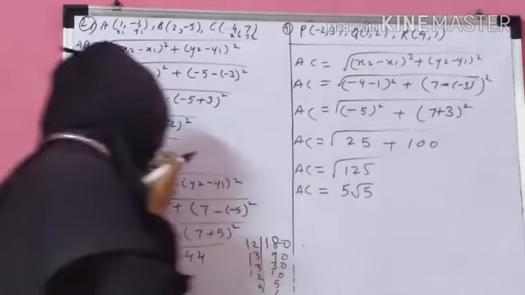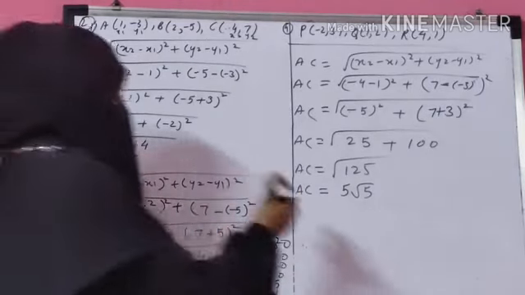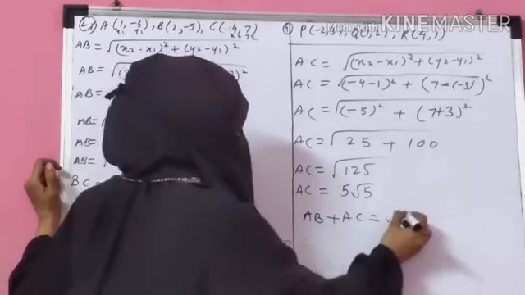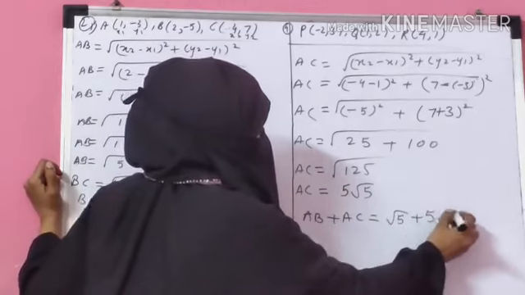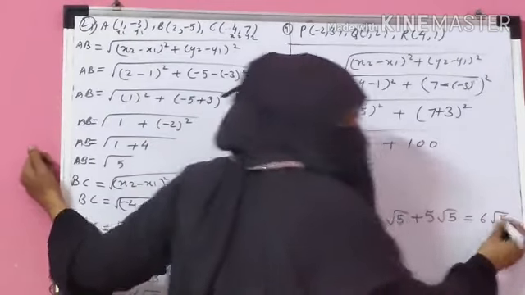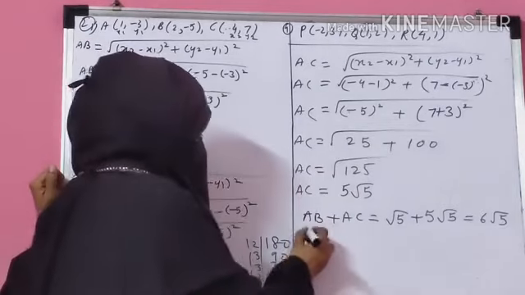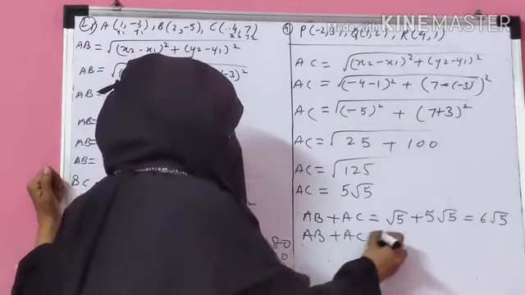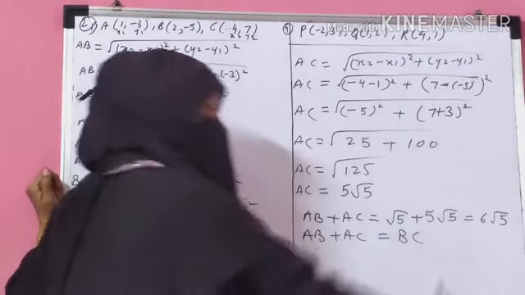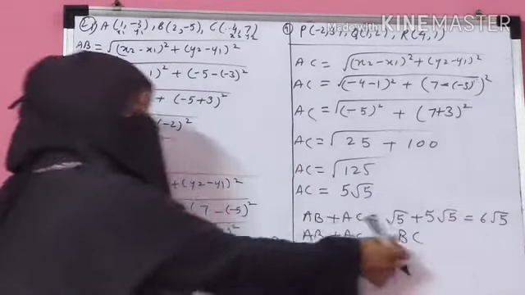Now see here, the greater distance is 6 root 5 and the smaller ones are AB and AC. Now add them, AB plus AC. So AB is root 5. AC is 5 root 5. Okay. So 1 root 5 plus 5 root 5 becomes 6 root 5. That means AB plus AC is equal to BC. Okay. That means the addition of the two smaller distances is equal to the greater one.